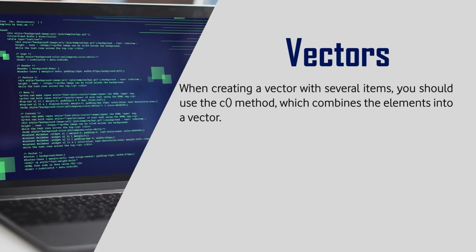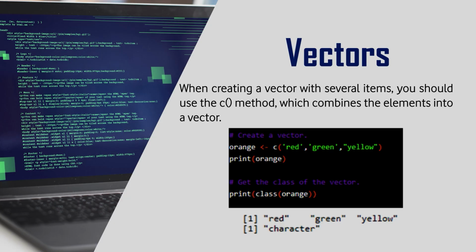When creating a vector with several items, you should use the method which combines the elements into a vector. We use the c method, where c stands for combine, to combine different classes like integer or any other data type. You can use the c method and write anything in between its brackets to combine it into vector format. The example here is very simple.